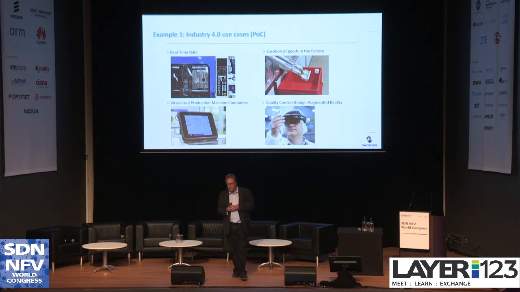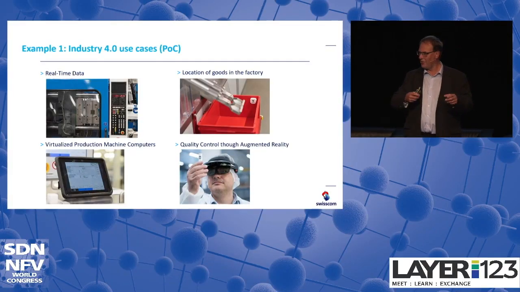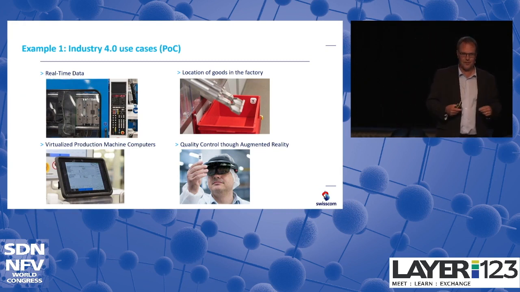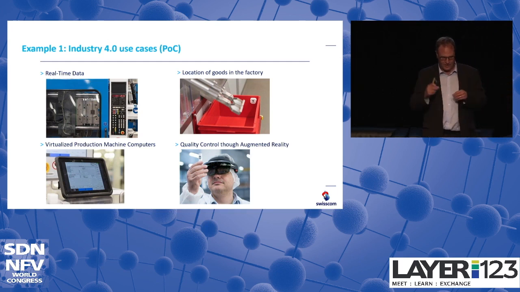Then there is the location of goods. Since you need to do quality control as well as track all the goods, you always want to know which pieces are where in the factory, because it needs to be trackable. If something goes wrong, you can prove that this happened here or it happened there. So there's a location aspect to that.